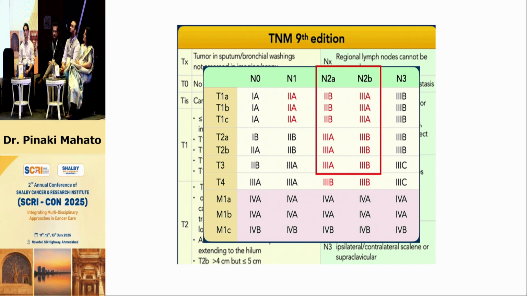So again, I think based on that the staging has changed. Some patients who were stage 3A initially, because they were T1 and N2A, are now probably going into stage 2B. And the rest of the patients, when they were stage 3A, some of them have become stage 3B. So there is some minute difference.